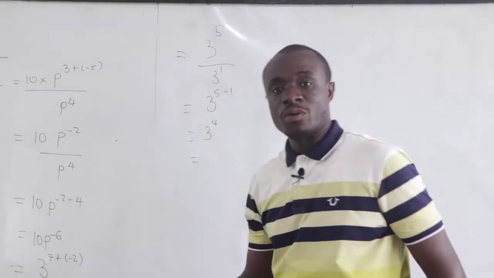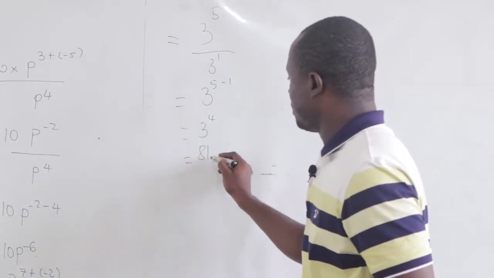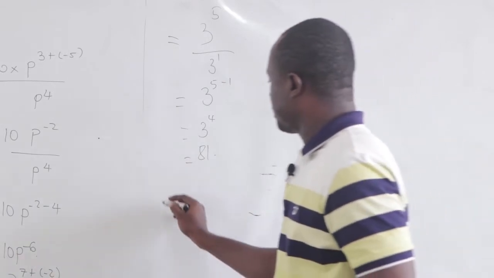Now what is 3 to the power 4? It means 3 times 3 times 3 times 3, and this is just 81. Now let's see question number 2.